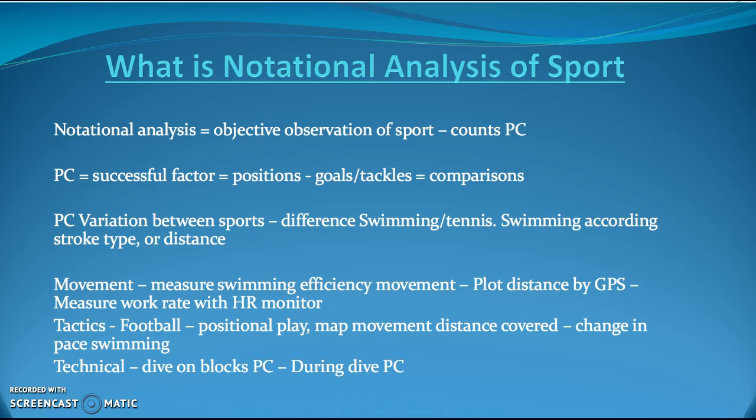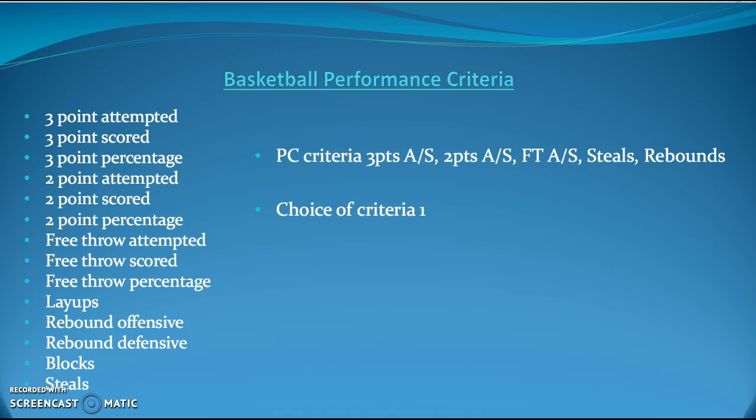Charlie and Aaron are both competing to be a power forward in the BASFIT basketball team. The 5 performance criteria I've chosen for analysing Charlie and Aaron are 3 points attempted/scored and 2 points attempted/scored, because shooting is what a power forward needs to be good at for their specific role.